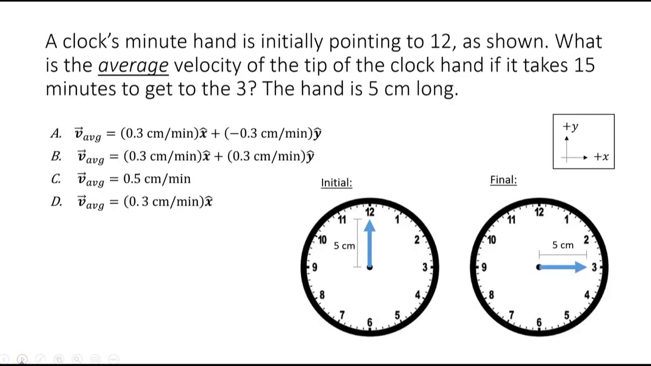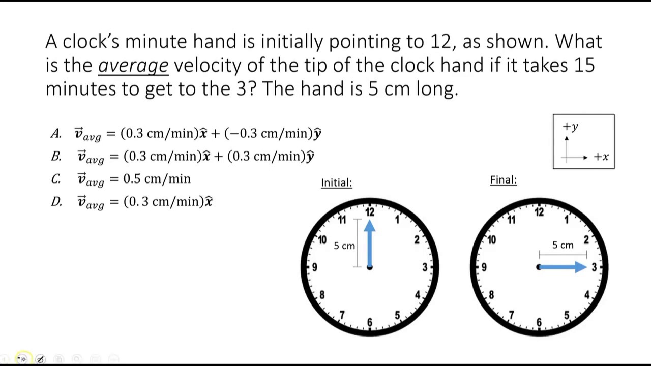All right, let's do a quick example with velocity here. So again, we're thinking about our clock, and we want to think about the tip of the hand of that clock. We want to know what is the average velocity of that tip if it takes 15 minutes for the tip of the hand of the clock to move from the 12 position to the 3 position. And remember that the clock hand is 5 centimeters long.